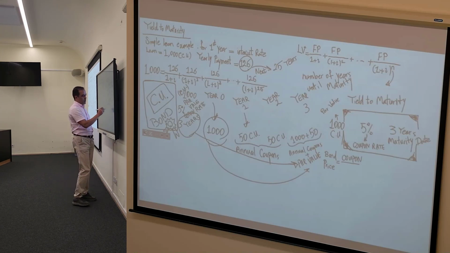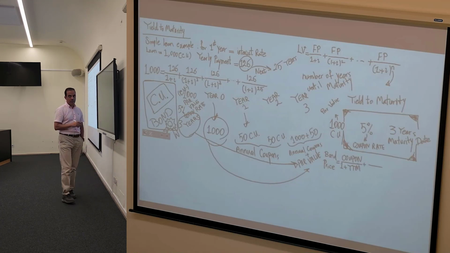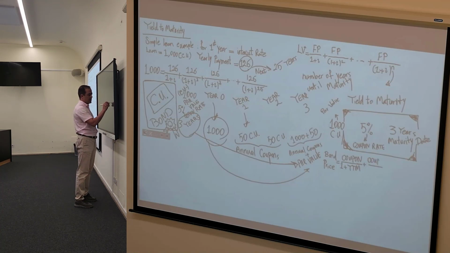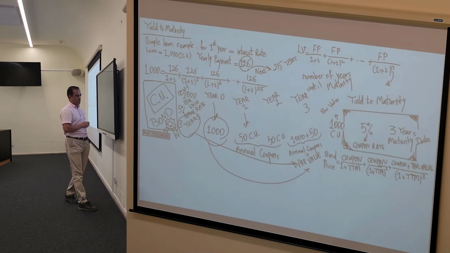over the yield to maturity, with different powers by time, by the different years. So for the second year, it will be over 1 plus yield to maturity to the power of 2. And for the third year, it would be the coupon plus the par value over 1 plus yield to maturity to the power of 3.